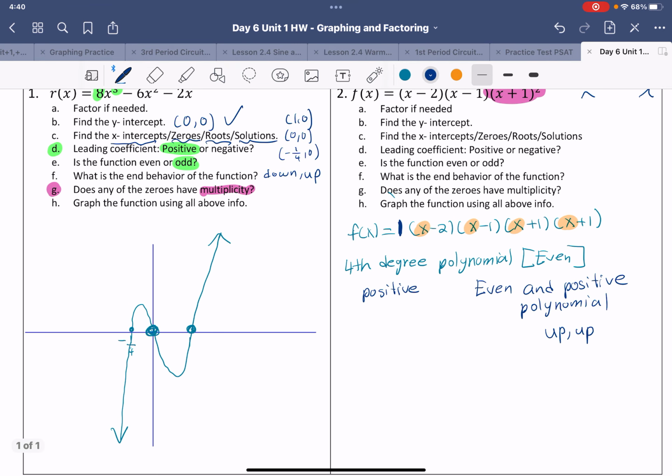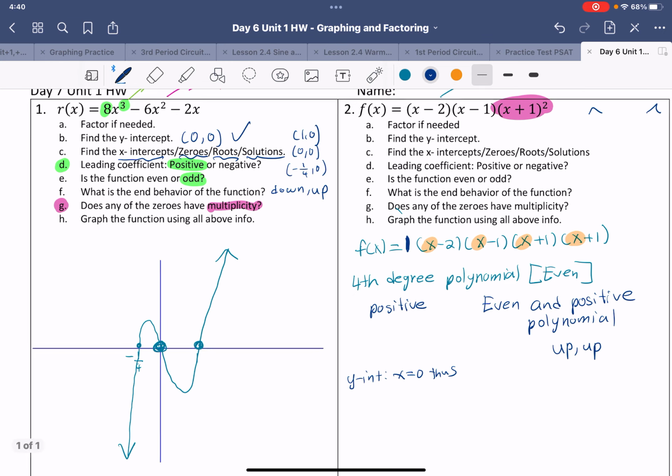So now we need to find a couple things. So let's find our y-intercept. So y-intercept, remember, x equals 0. Thus, you have to plug in 0 for everything. So you'll see something here. So 0 minus 2 is negative 2, times 0 minus 1 is negative 1, times 1 times 1, which is going to be a positive 2. So your y-intercept is 0, comma 2.